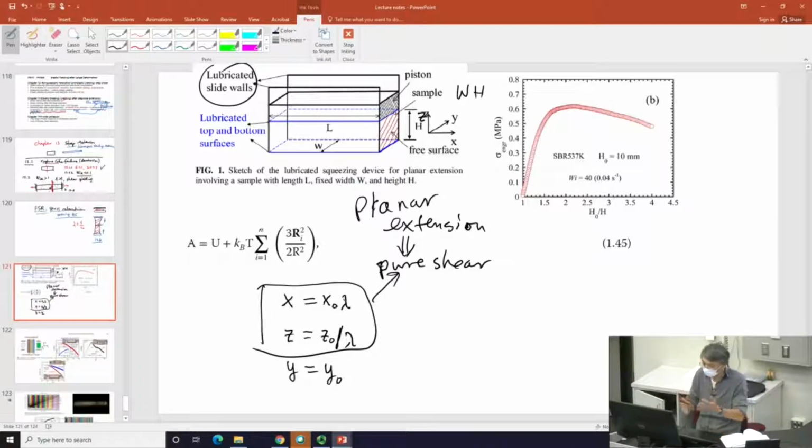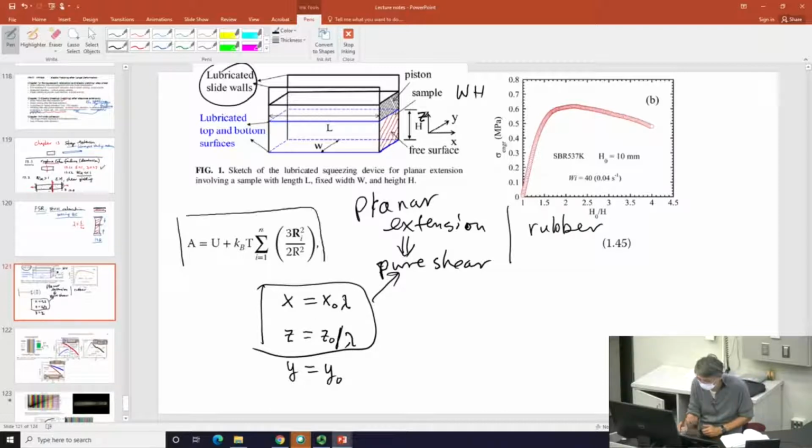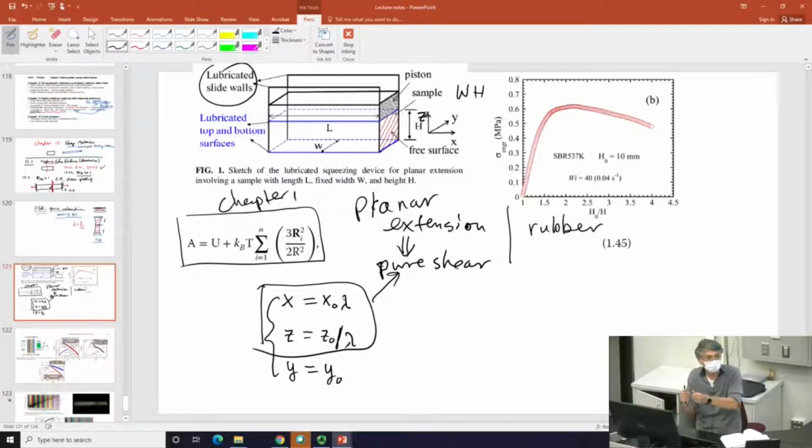Just for you guys, if you really have this device, what can you anticipate? Well, you have a piece of melt, and you can try to treat that as a piece of rubber. And if it's a piece of rubber, we had a formula about how to calculate its Helmholtz free energy in terms of rubber elasticity theory. So this is described in chapter 1. And you can plug this three relationship in to find out how the free energy changes upon this squeeze.